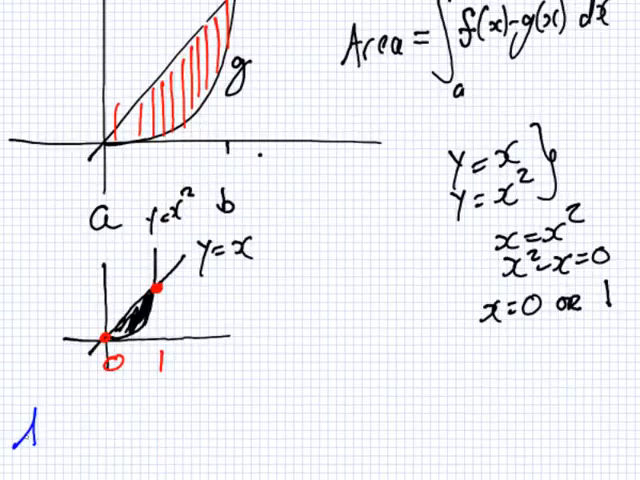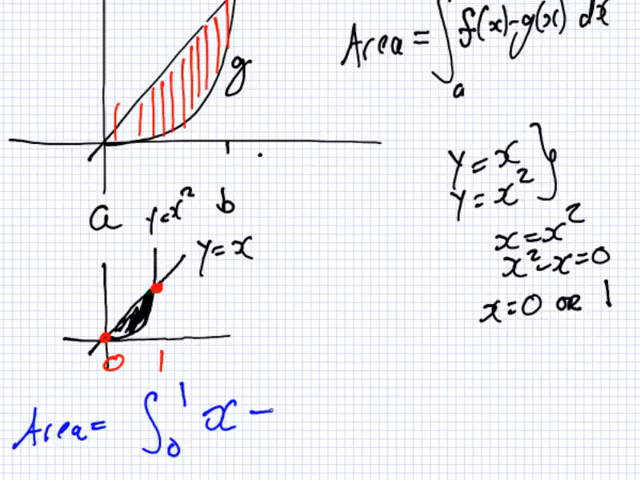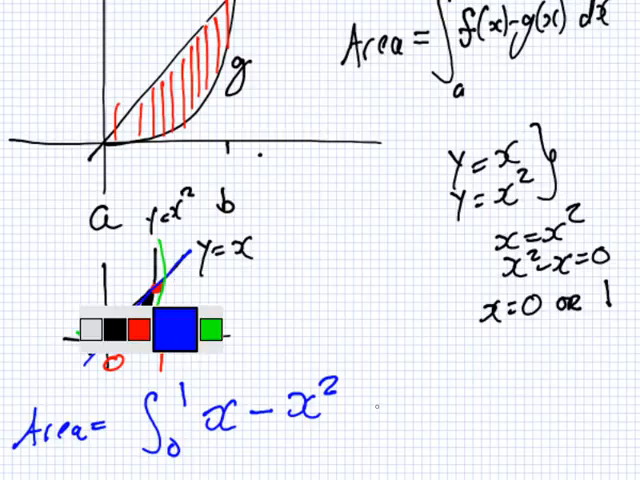So the area will be the integral from 0 to 1. Which is first, x squared or x? Which is higher? X or x squared? X minus x squared. The top one minus the bottom one. dx.